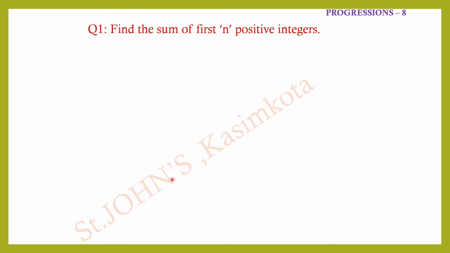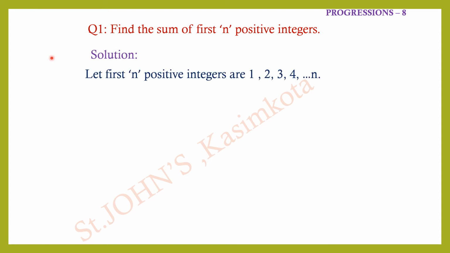Let us write question number 1. Find the sum of first n positive integers. Do you know what positive integers are? Solution. Let the first n positive integers be 1, 2, 3, 4, so on up to n. So these are the first n positive integers.